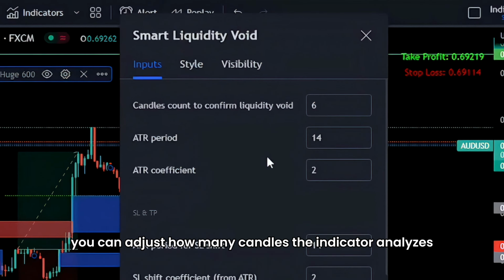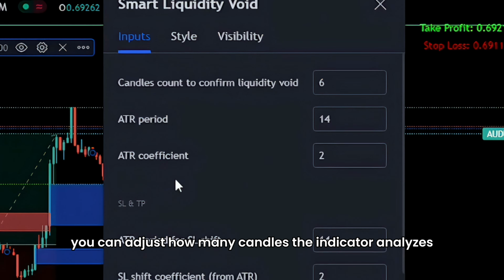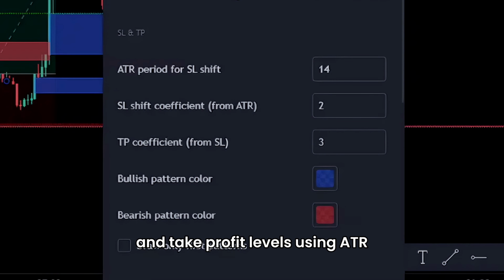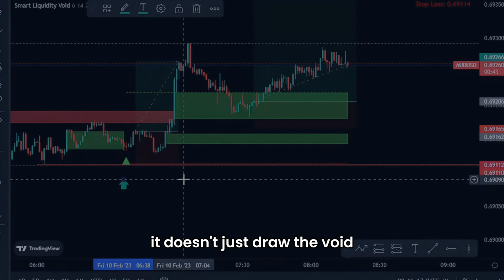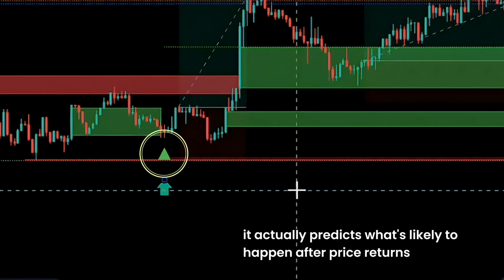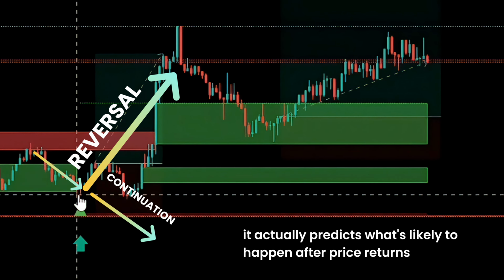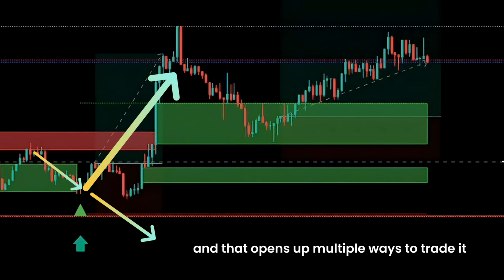In the settings, you can adjust how many candles the indicator analyzes, and it also calculates smart stop loss and take profit levels using ATR. But here's the real deal. It doesn't just draw the void, it actually predicts what's likely to happen after price returns, reversal or a trend continuation. And that opens up multiple ways to trade it.